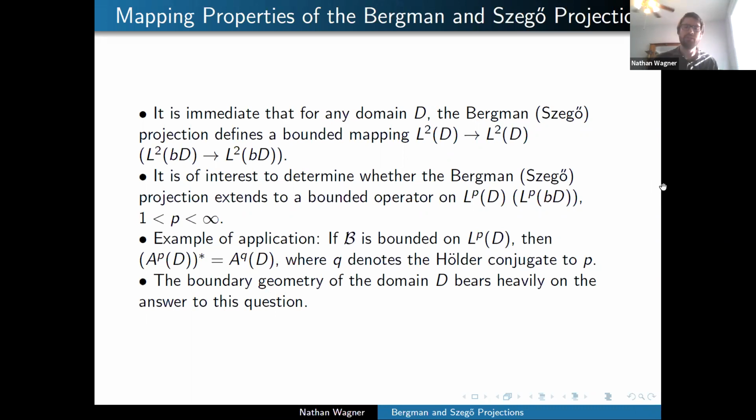And so the boundary geometry of the domain D bears heavily on the answer to this question. We'll see later there are nice domains where you get LP boundedness in the full reflexive range. But then there are certainly domains that are not as nice.